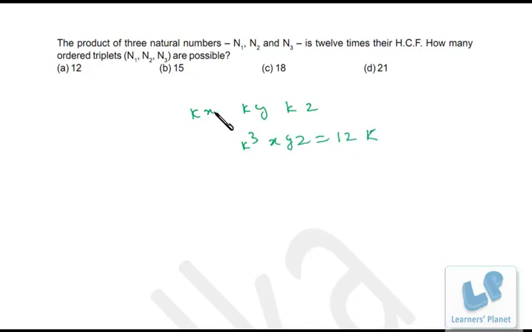And that is 12 times their HCF. HCF is k, right? And x, y, z are co-prime to each other. So k cube xyz is 12k. That means k square xyz is 12. Now we have two possibilities: k can be 1 and k can be 2. Now if k is 1, then xyz must be 12. Right? So we have options for x, y, z to make 12: 1, 1, 12.